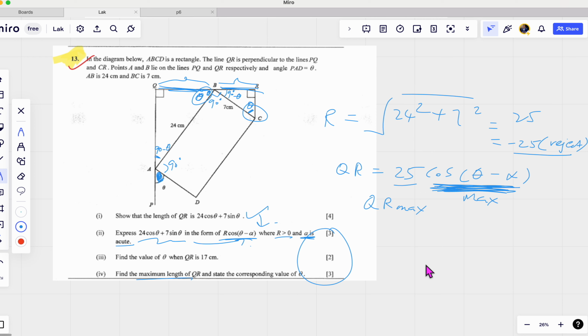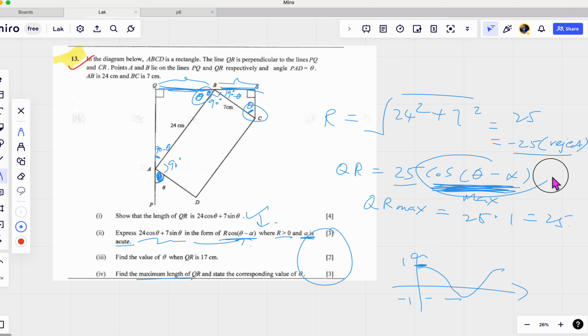Because you think of the graph, the basic curve. The max value for a simple cosine function is 1. The minimum value is -1. So the QR max has to be 25 times 1, so it's 25. And when it happens, you just sub this in. It happens when this thing is equal to 0, or 360.